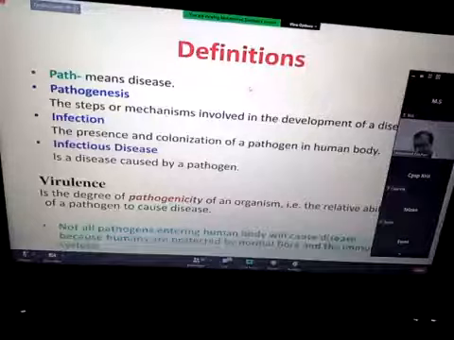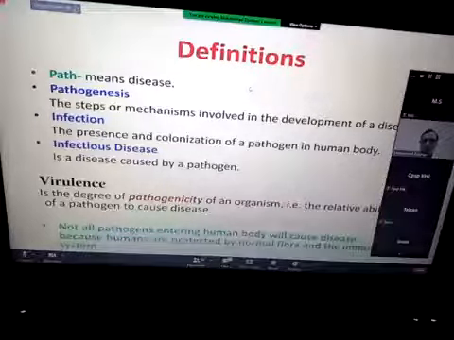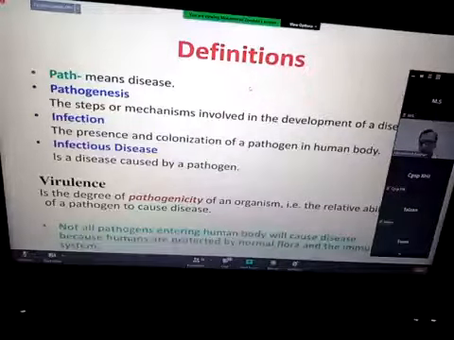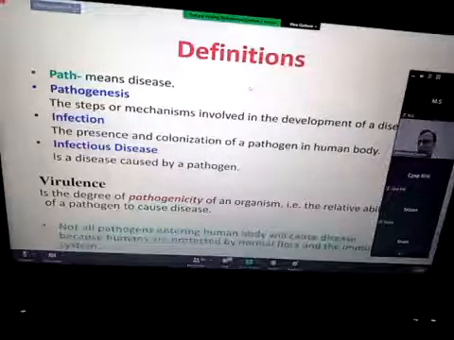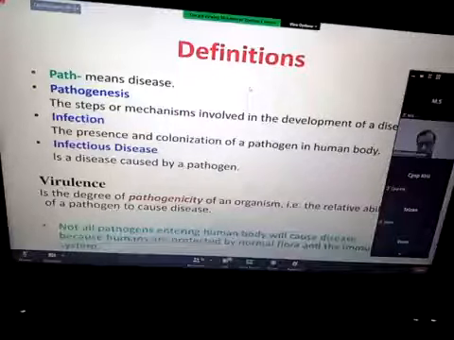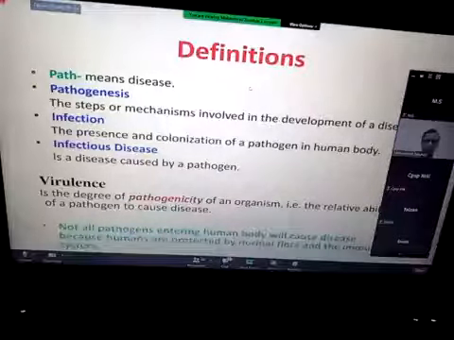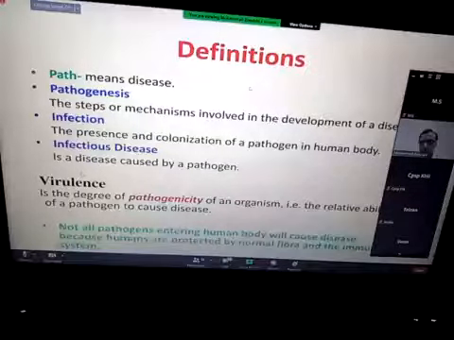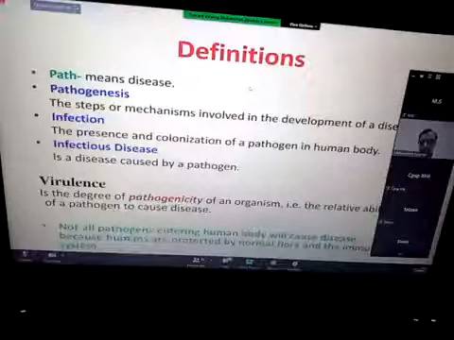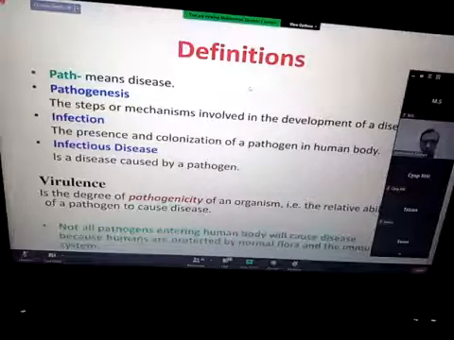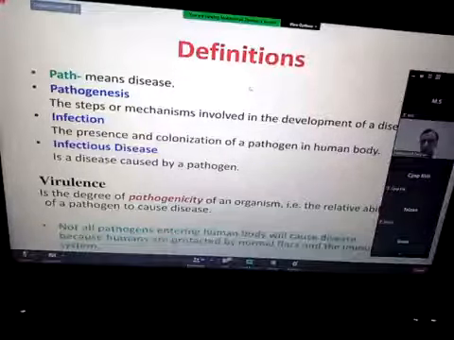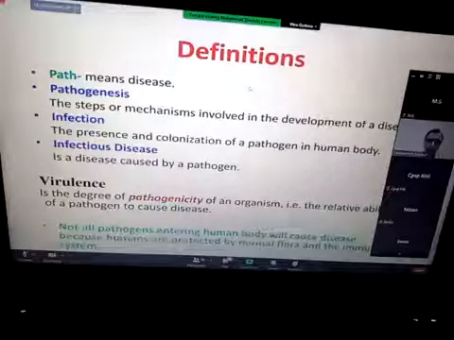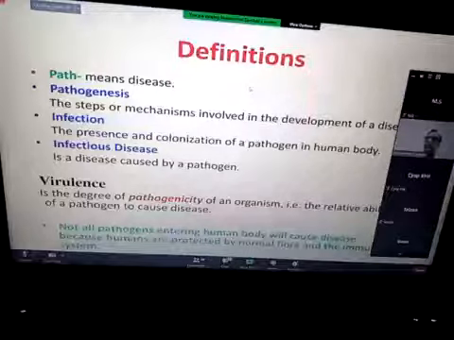Virulence is the degree of pathogenicity of an organism, how virulent an organism is. For example, Staph aureus has more virulence factors, so it has more pathogenicity in comparison to Staph epidermidis. So virulence is very important in determining pathogenicity. Not all pathogens entering the human body will cause disease, because humans are protected by normal flora and the immune system. So virulence is a very important thing, just to start with the pathogenesis.